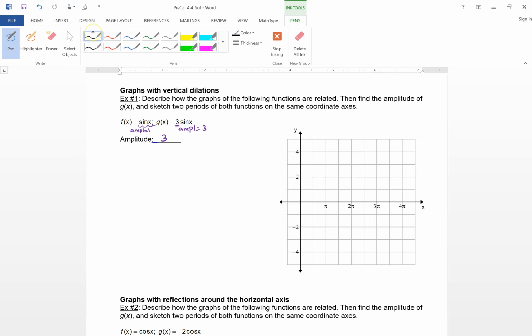Okay, so first I'm going to graph sine of x. Okay? So sine we know starts at 0, goes to 1, then 0, -1, 0, okay? The period of the sine is how big? 2 pi. Okay, so we're going to go from 0 to 2 pi.